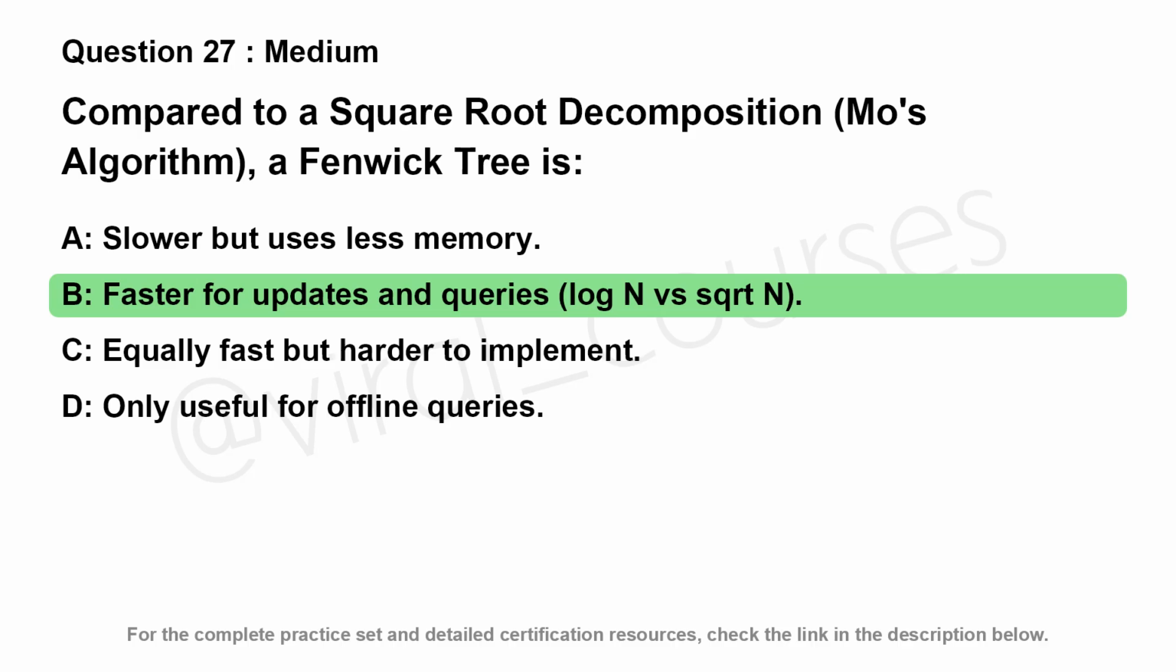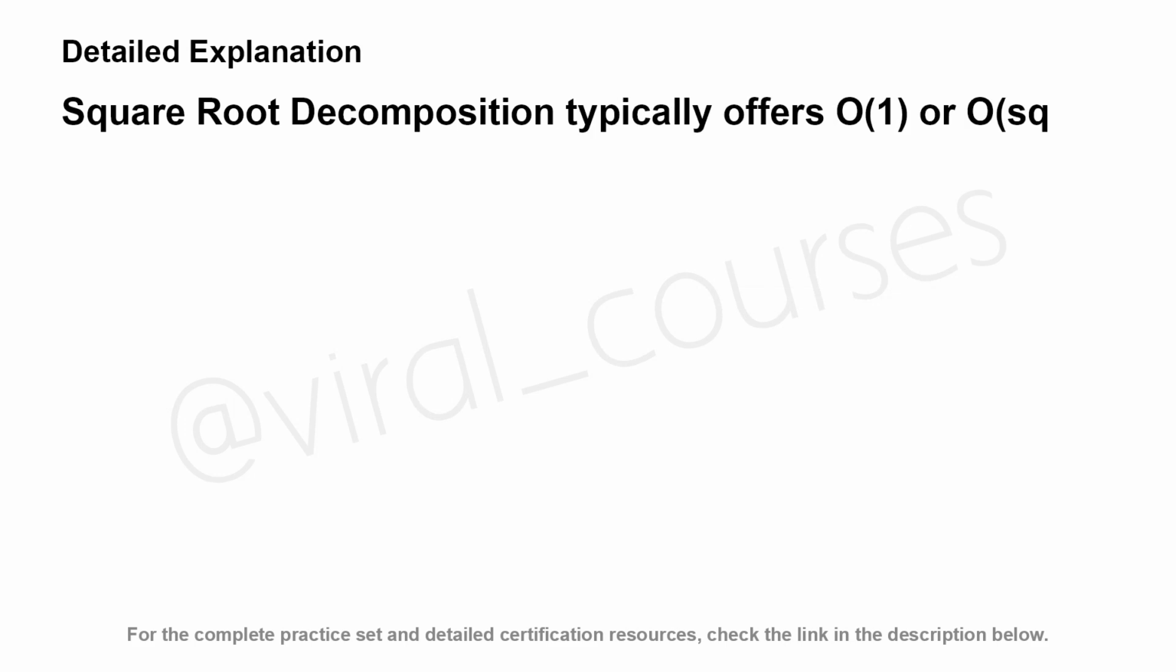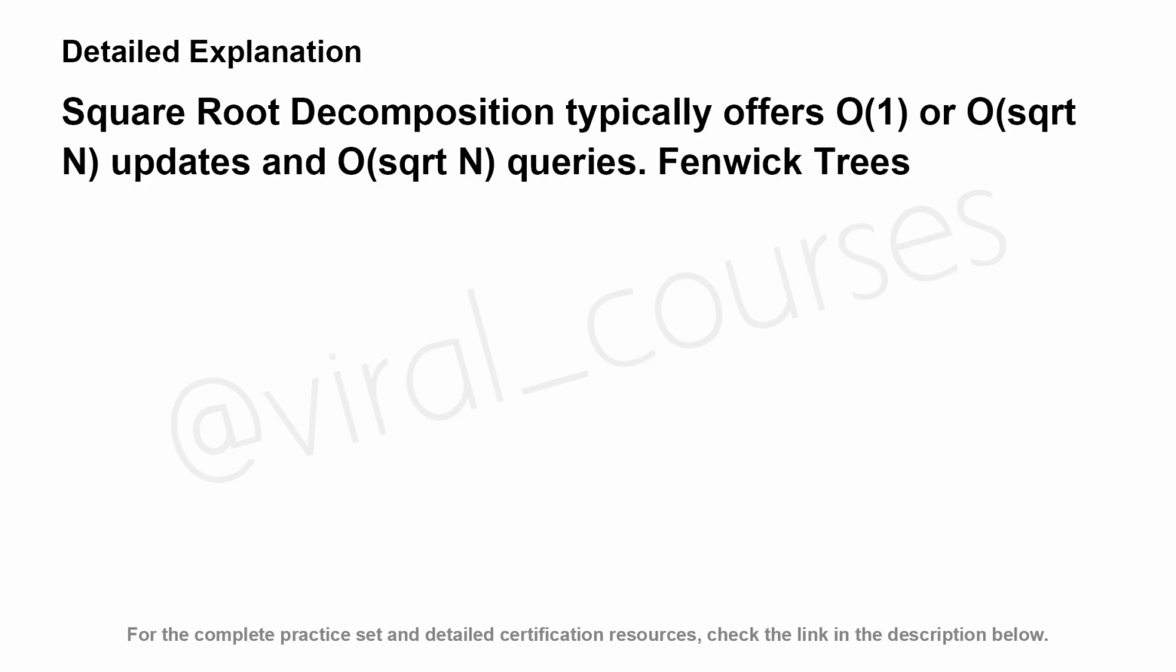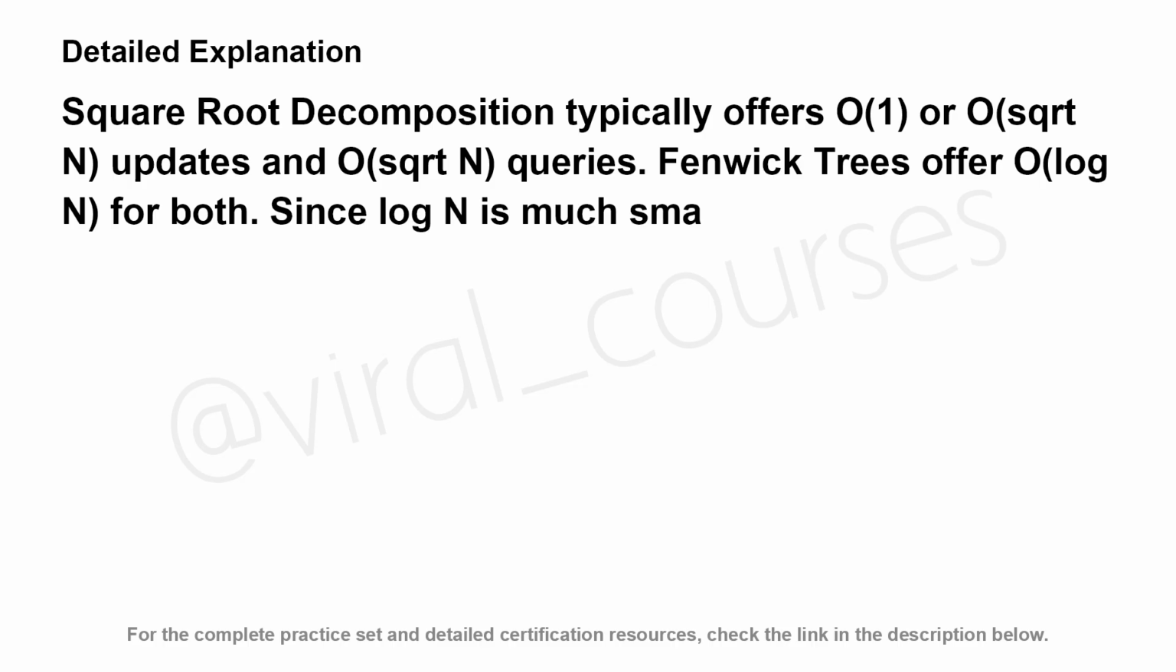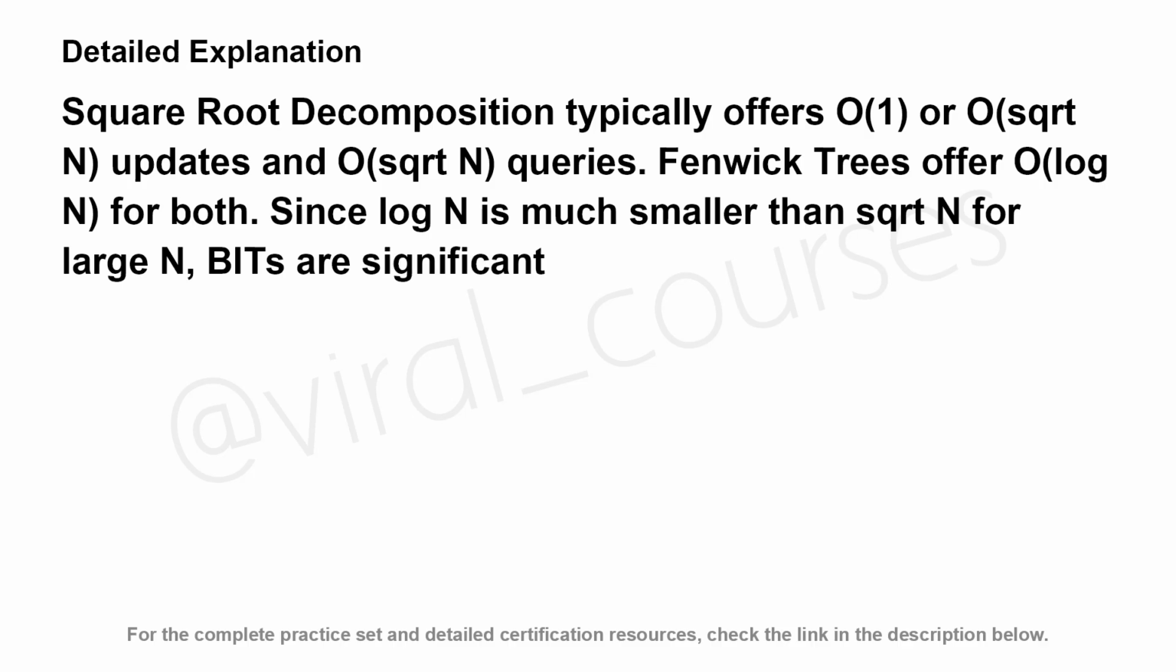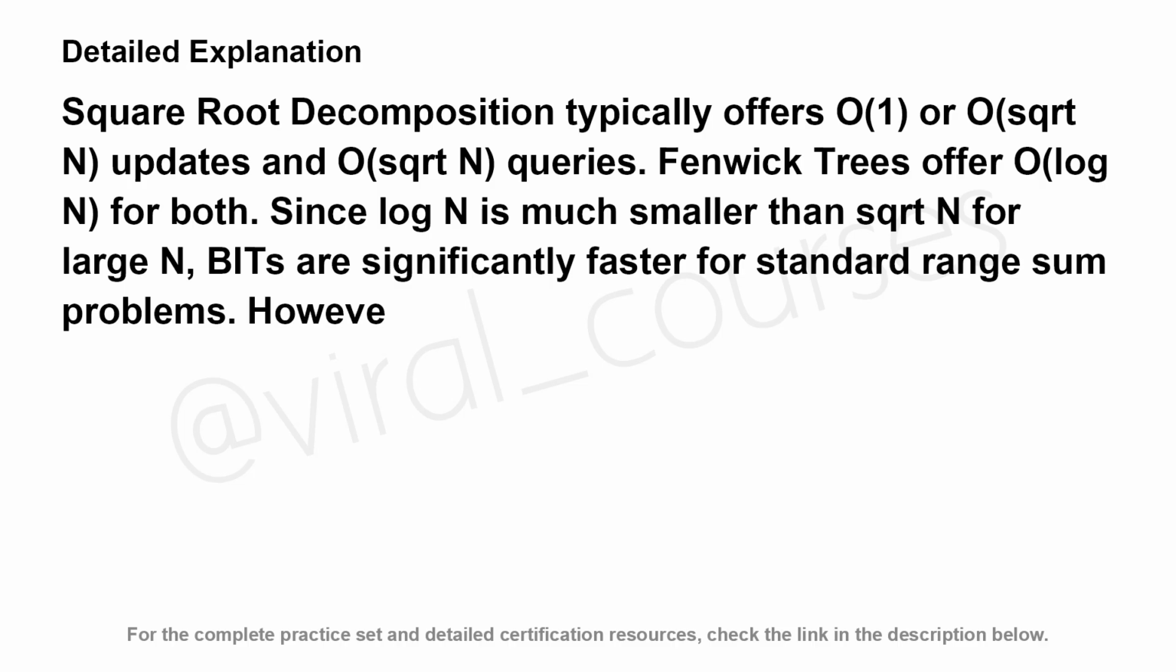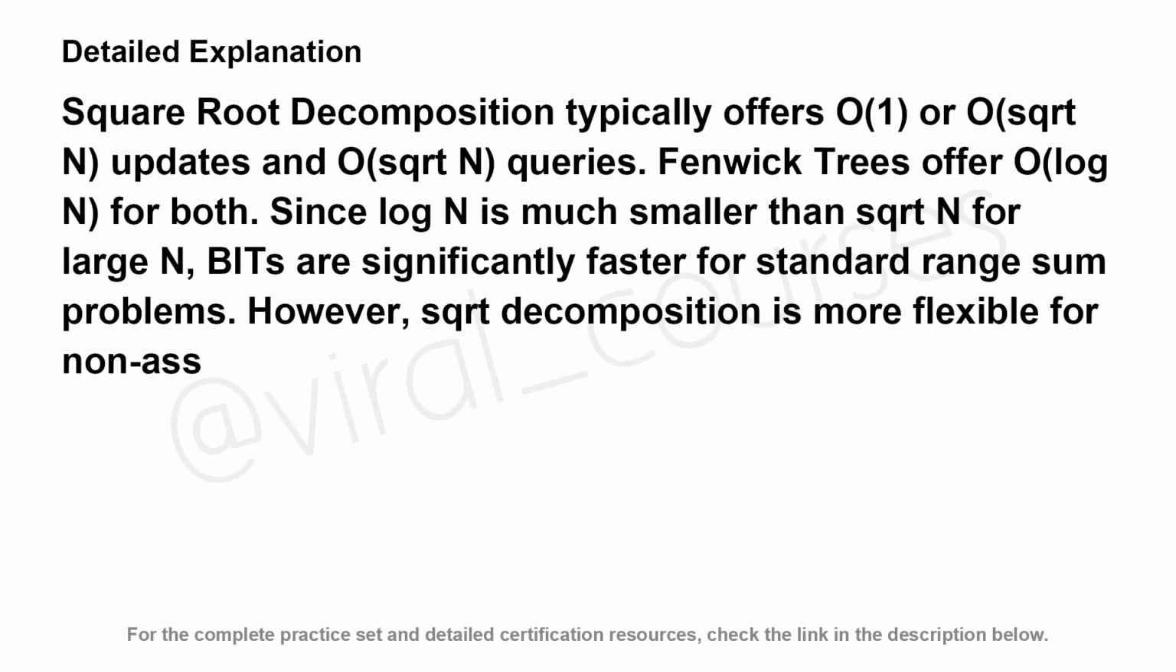The correct answer is B. Square root decomposition typically offers O(1) or O(sqrt n) updates and O(sqrt n) queries. Fenwick trees offer O(log n) for both, since log n is much smaller than sqrt n for large n. BITs are significantly faster for standard range sum problems. However, sqrt decomposition is more flexible for non-associative operations.